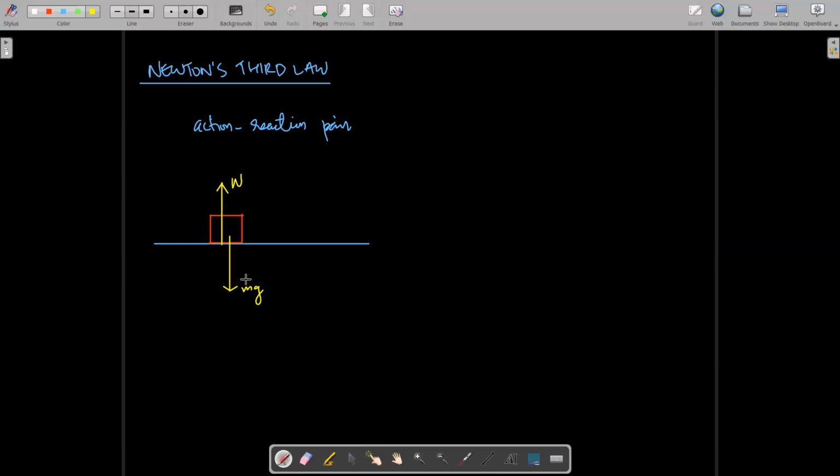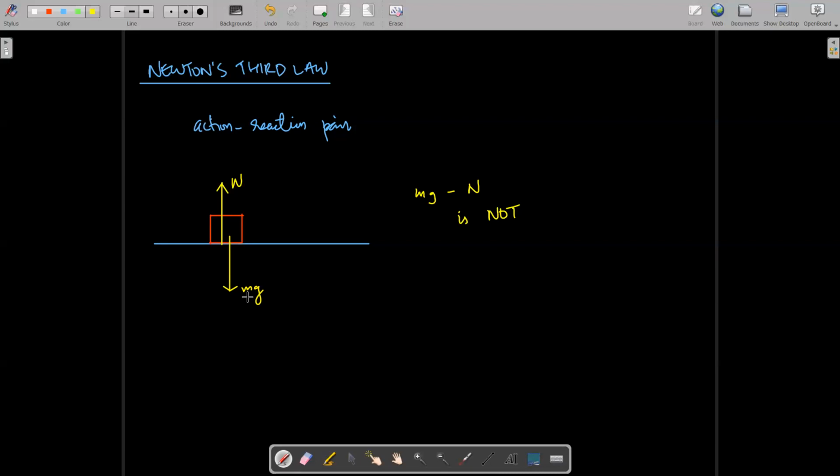So can I call these two forces an action reaction pair? Can I do that? The thing is that we cannot. Here, mg and N are not an action reaction pair. If we look at it, they do have the same magnitude and they do act opposite to each other. It looks as if it obeys Newton's third law, right? But it is not an action reaction pair.